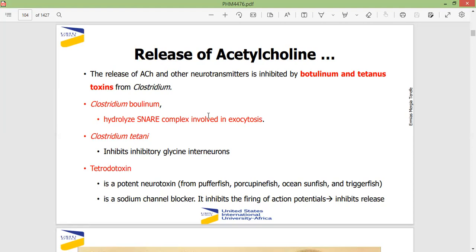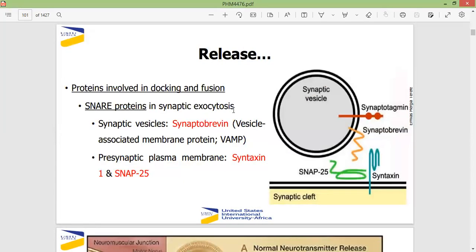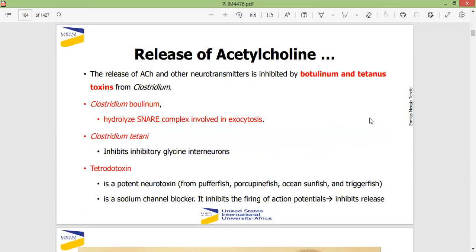Now for flaccid paralysis, it means we don't have enough acetylcholine. For spastic, it means we have too much. And that is how they work. Clostridium botulinum will hydrolyze this SNARE complex. Where have we seen the SNARE? Let me just take you back here. Just remember these SNARE proteins or complex are involved in the release of a neurotransmitter. So once the botulinum hydrolyzes or inactivates them, there won't be release of the neurotransmitter. In this case, we won't release our acetylcholine, leading to that flaccid paralysis.